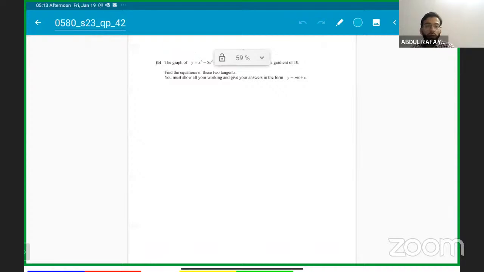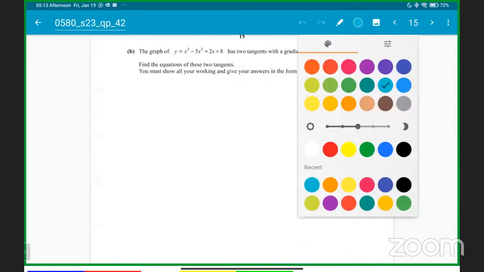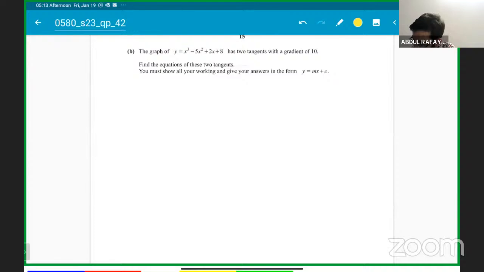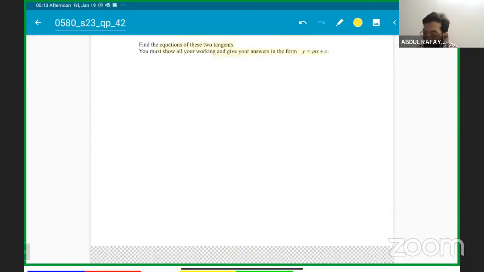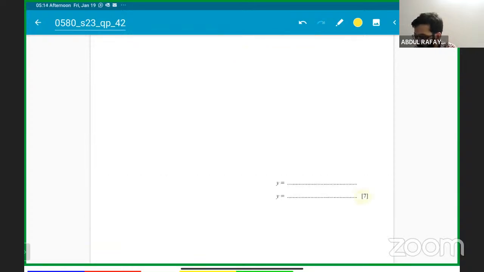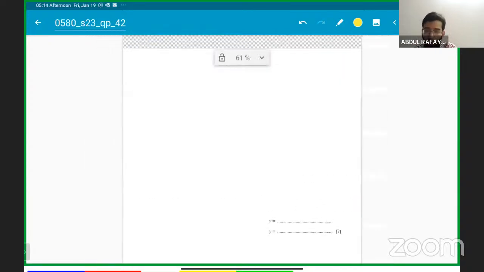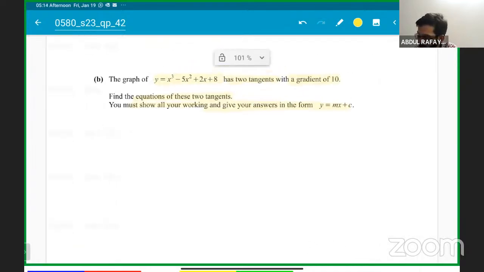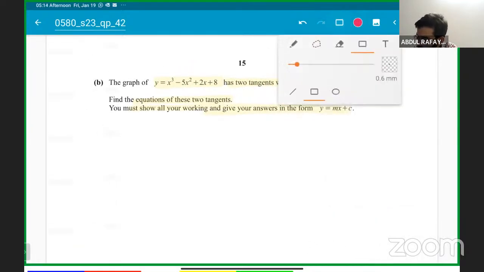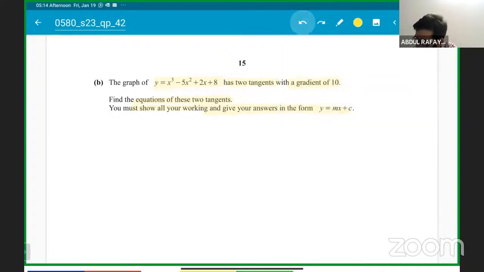Then what we have is the graph of y is equals to x cube minus 5x square plus 2x plus 8, which has two tangents with a gradient of 10. Find the equation of these two tangents. You must show all your working and give your answers in the form y is equals to mx plus c. It's a 7-mark question. Are they testing on differentiation? So let's start properly and clearly. Students need to understand that the graph is given. They are saying that there are two tangents with the gradient of 10.